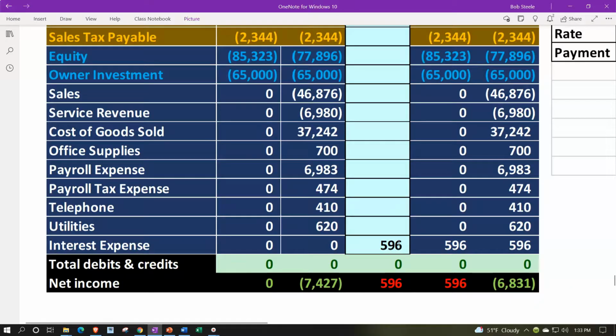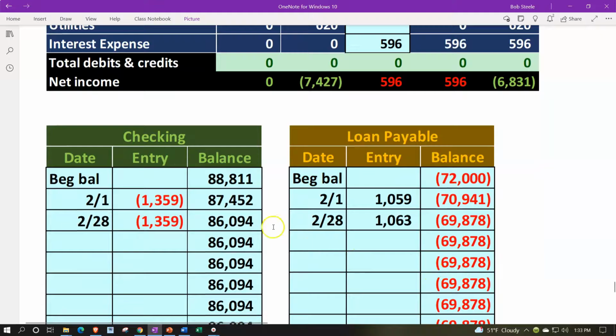Although for interest expense, we can see the impact on net income as a whole. This is all we've done for the month of February, so we have a loss in the year-to-date column. We had $7,427 net income before it went down by the $596 to $6,831. Checking account then was at $87,452, goes down by $1,359 to $86,994. Loan payable was at $70,941, goes down by $1,063 to $69,878.